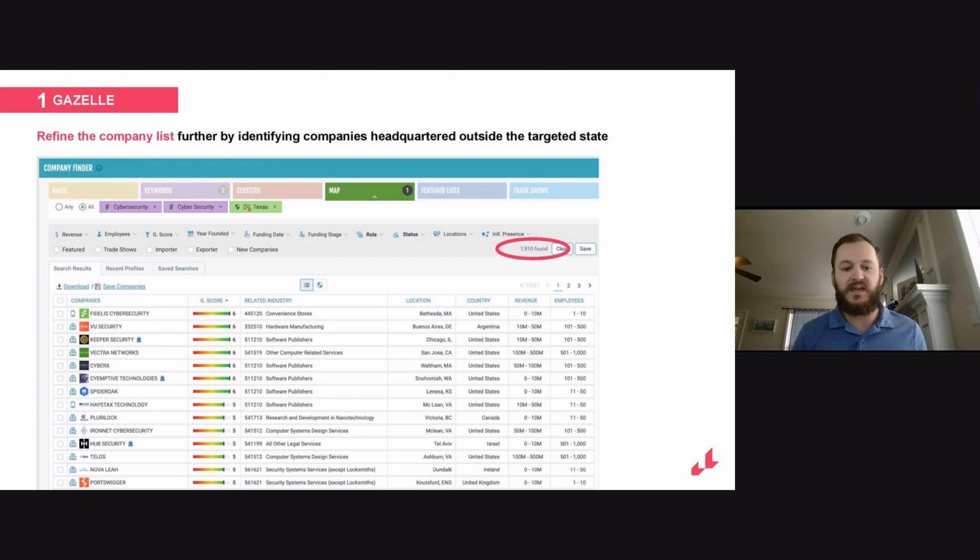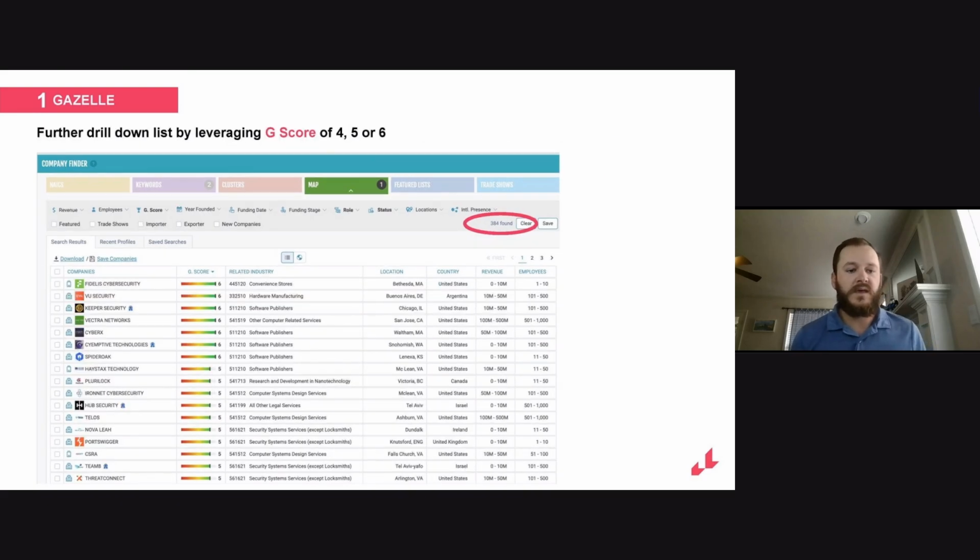Maybe we can start to look at bringing in another branch or expanding the current branch. A lot of different ways we can utilize that map feature to help us narrow down the companies that we're looking at. We can also start to drill down by which companies are growing.